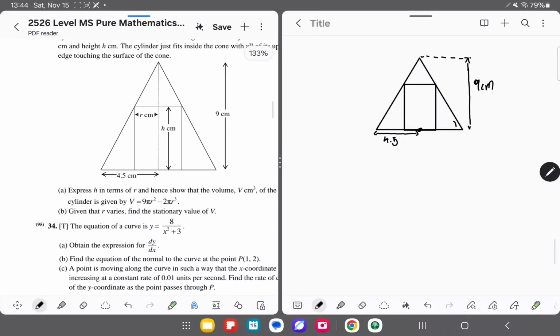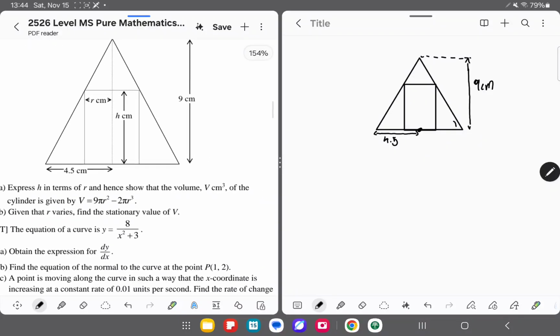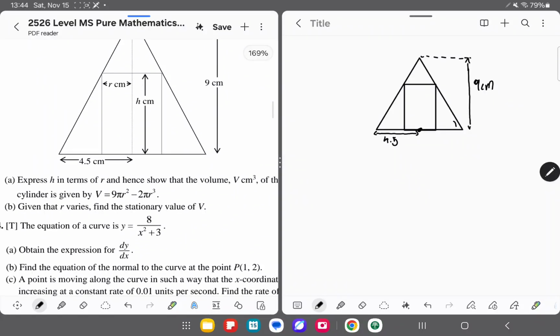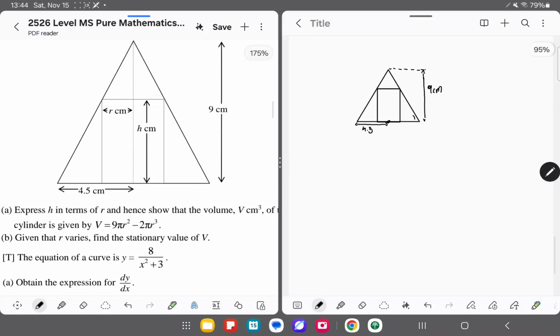Question A here says express H in terms of R and hence show that the volume of the cylinder is given by V equals 9 pi r squared minus 2 pi r cubed. So there's two questions in one. First, we want to find H in terms of R. How do you find H?